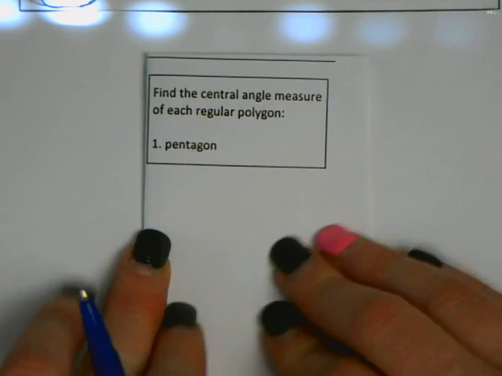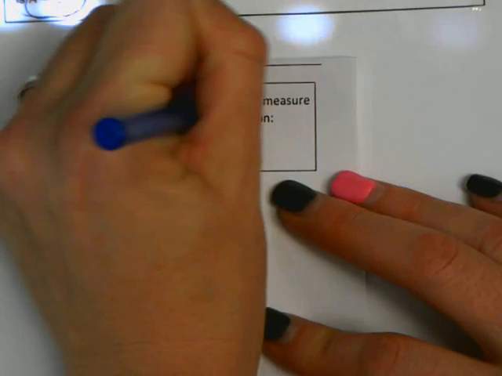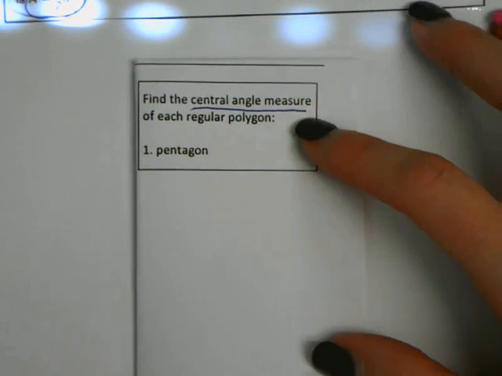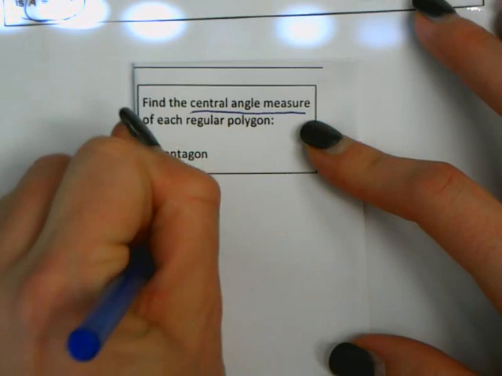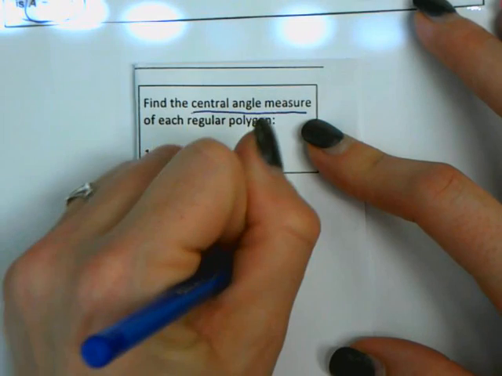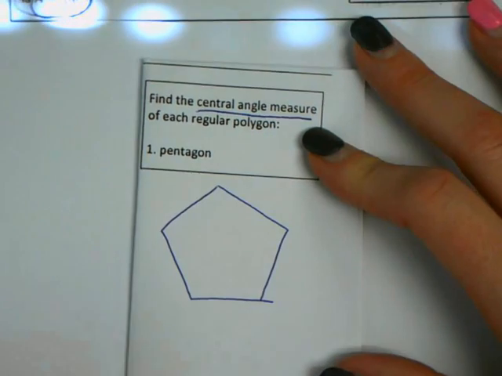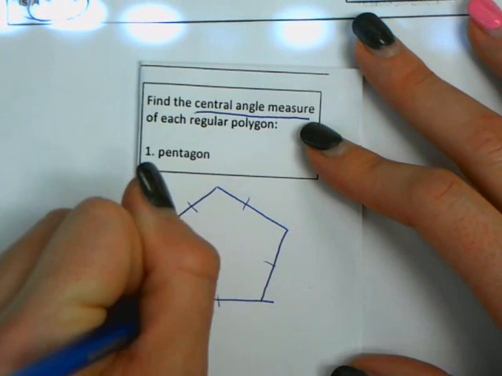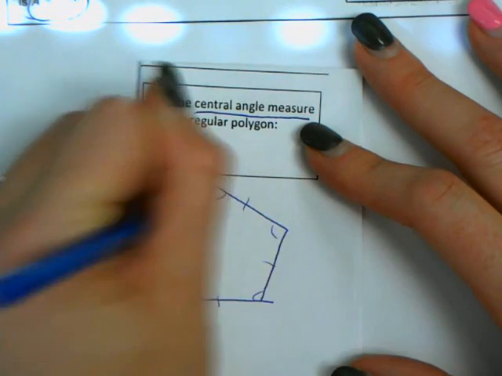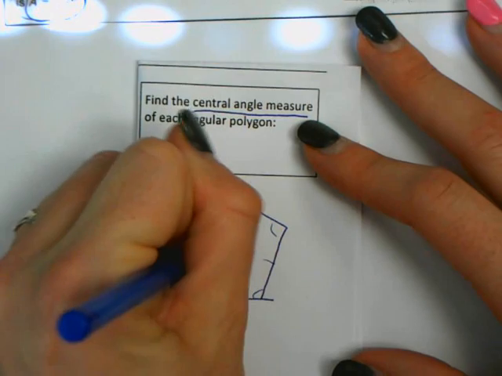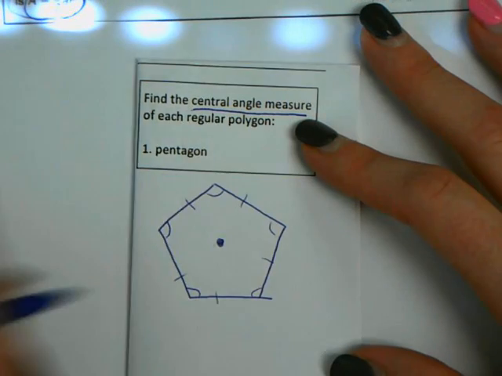First thing we're going to have to do is find some central angles. Central angles are going to be helpful in finding the area. So I want to practice finding some central angles. First one I'm going to do is a pentagon. This is a regular polygon, which if you remember your vocabulary, regular polygons are equilateral and equiangular. And central is going to be based off the center.